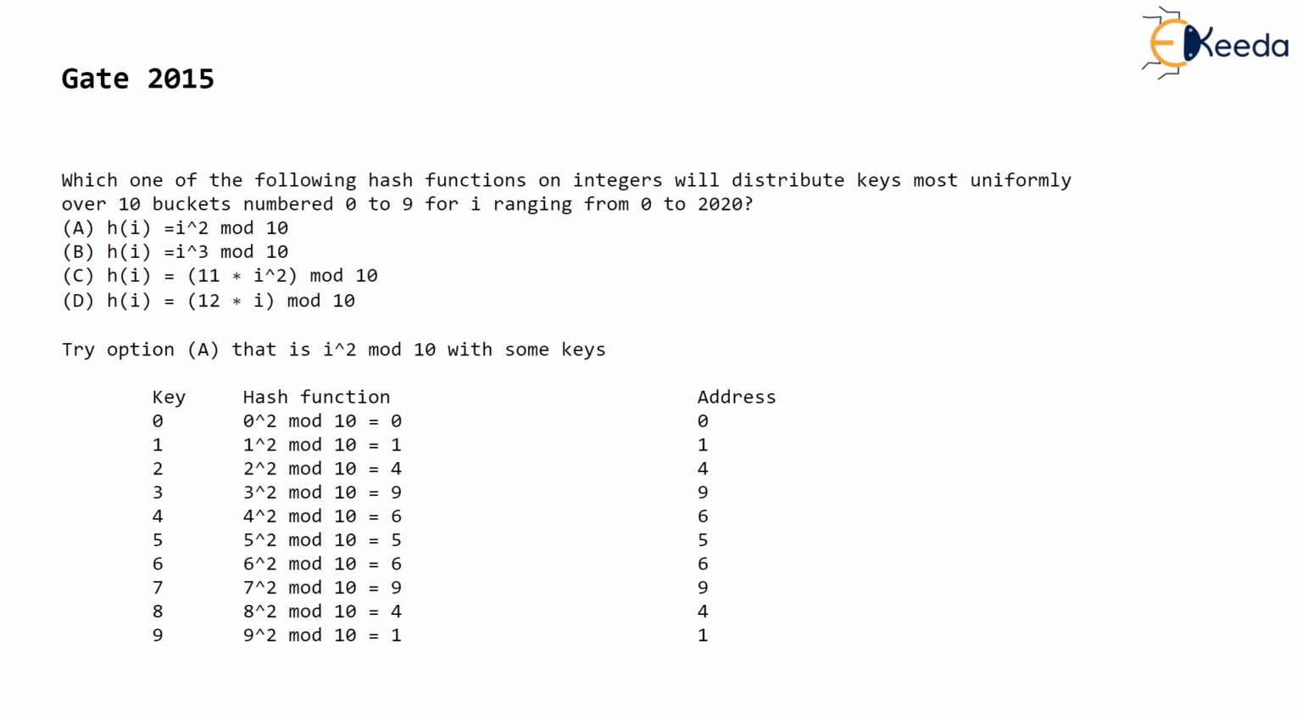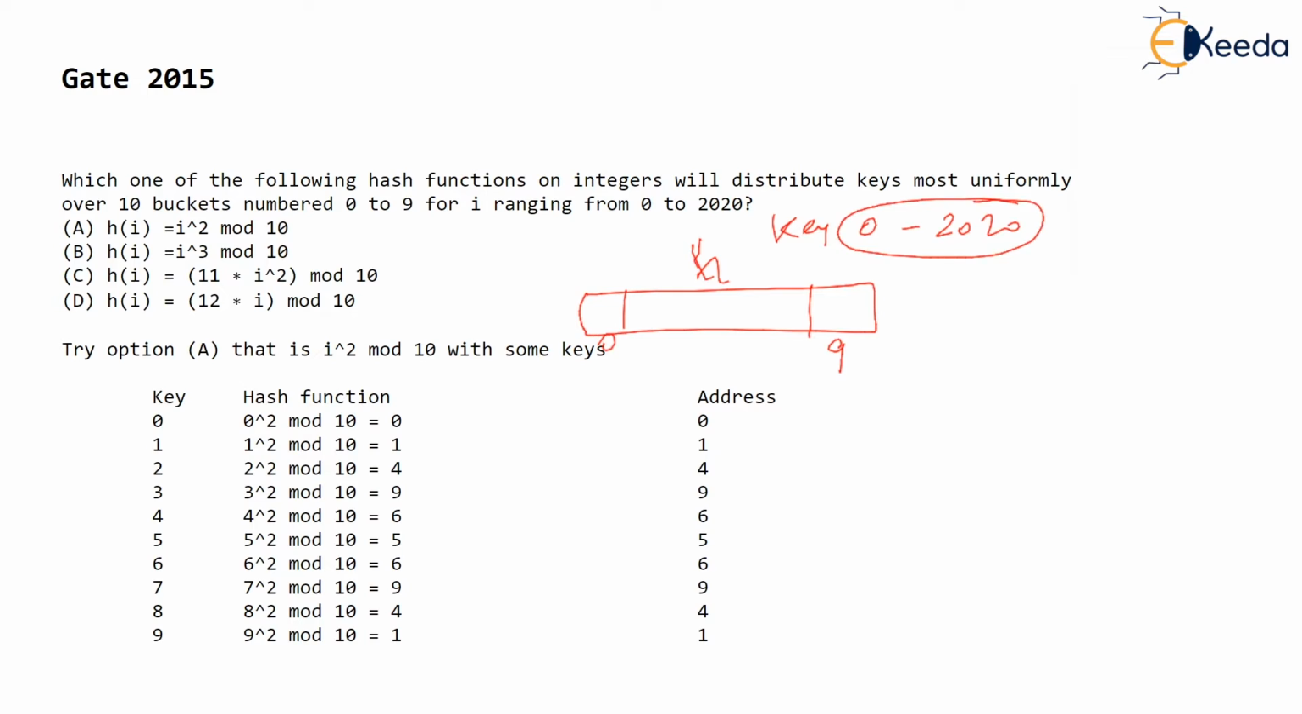Repeating it in one line, we have been given a hash table of size 10. That is, the buckets are from 0 to 9. I'm so sorry. And the keys that we are hashing are in the range 0 to 2020. All these keys are to be mapped into the hash table. So first we will map 0, then we will map 1, then we will map 2 up to 2020. Then what they are asking is, which of the hash functions will distribute the keys most uniformly?